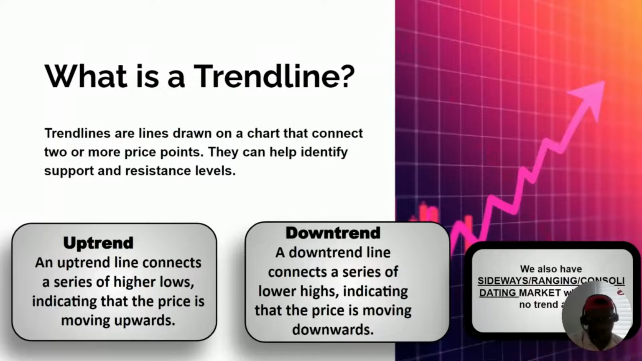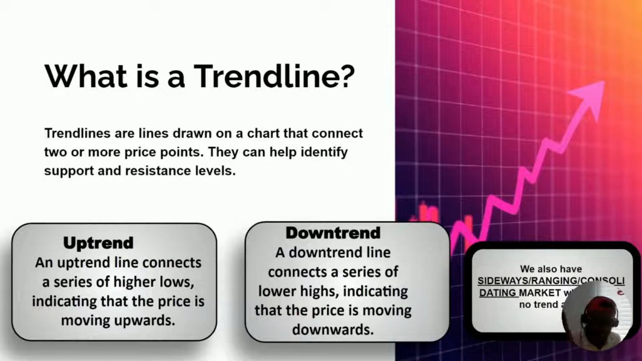Before we talk about this particular DeMark trendline, let's look at what a trend line means generally. Trend lines are lines drawn on the charts that connect two or more price points. They can help us identify support and resistance. Now, we can't talk about trend lines without talking about trend.